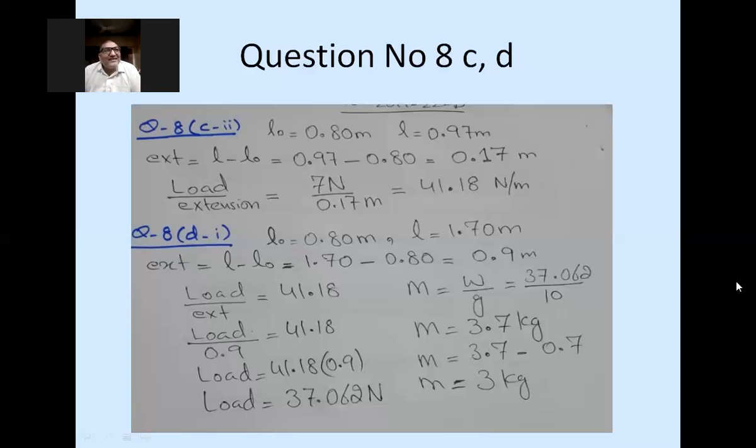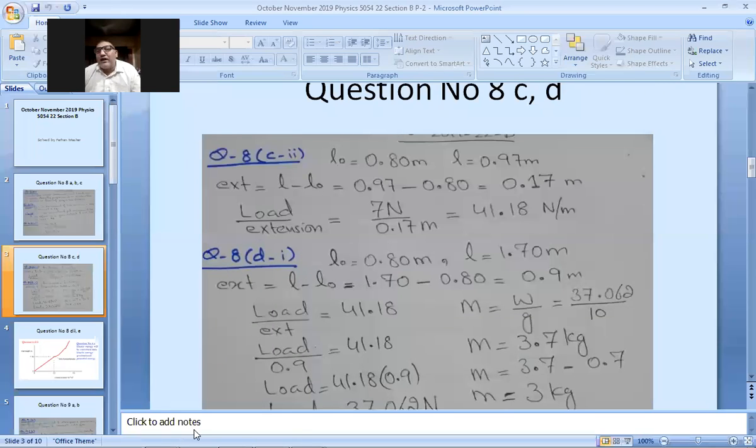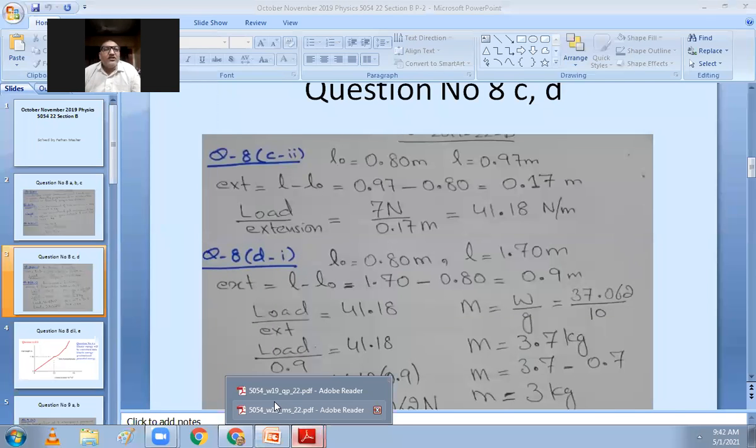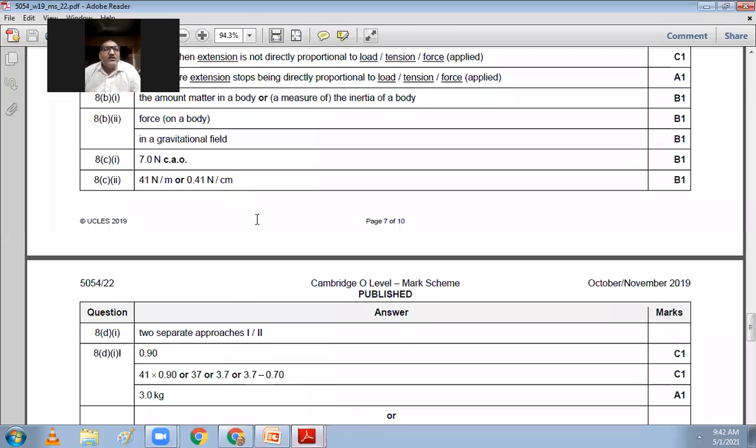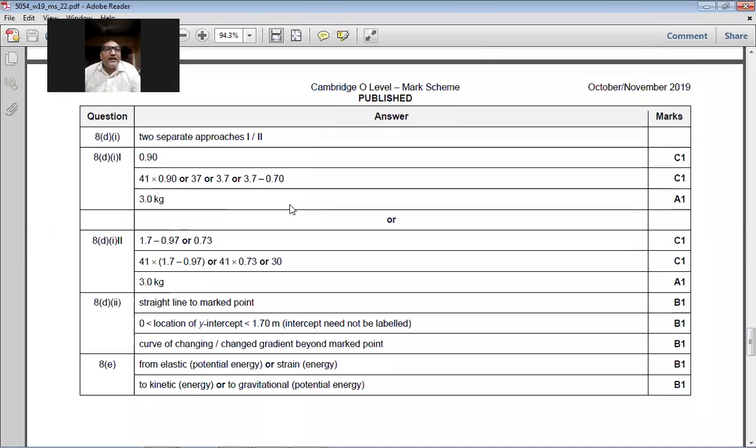So a little higher level question. I hope you have understood. Let's check the marking scheme. Our final answer is 3 kg. The mass of the paint will be 3 kg. So let's check what the marking scheme says. And the marking scheme is showing up on your screen. So the marking scheme says 3 kg. The final answer we are getting is 3 kg. The final answer of question number 8D, first part, is 3 kg. Hopefully you have understood.